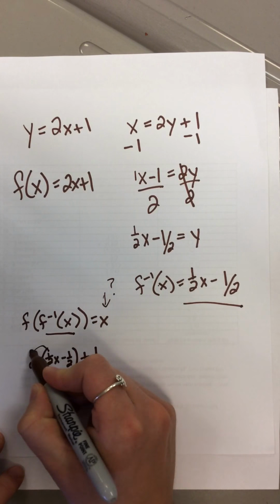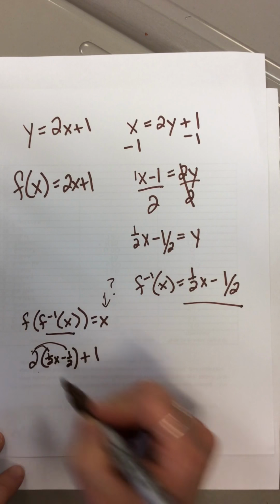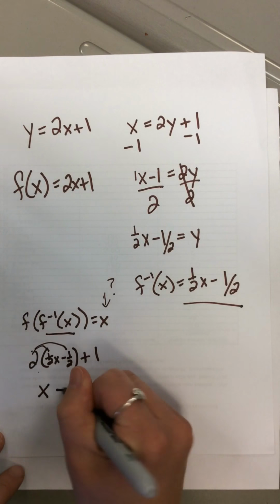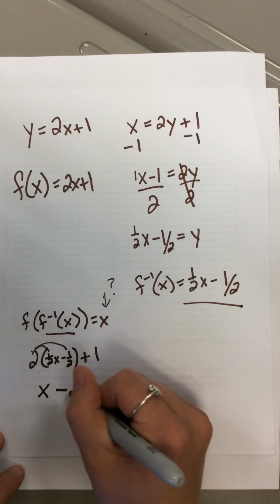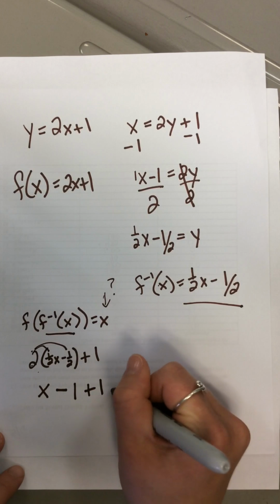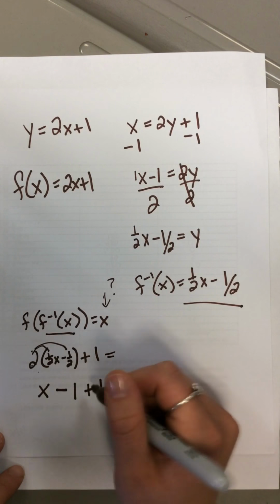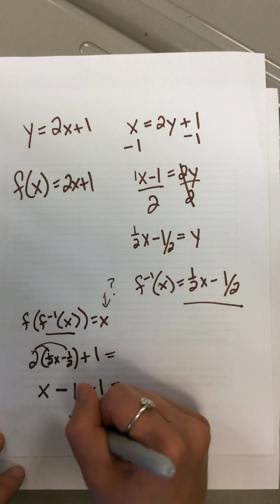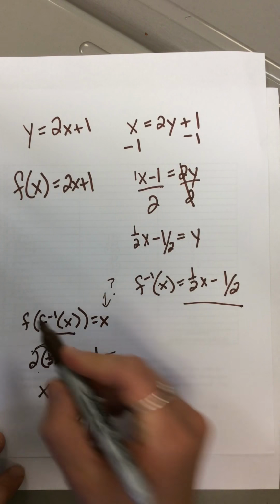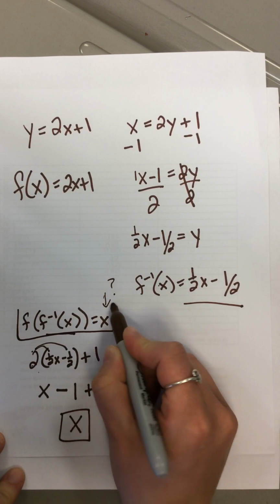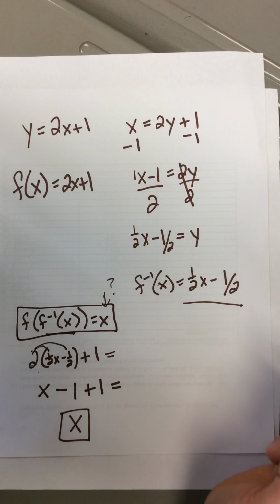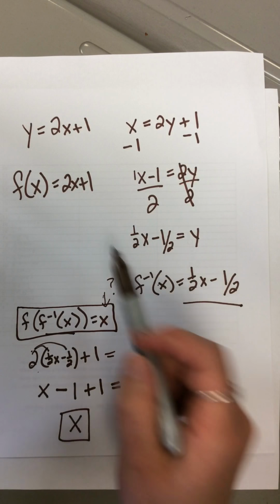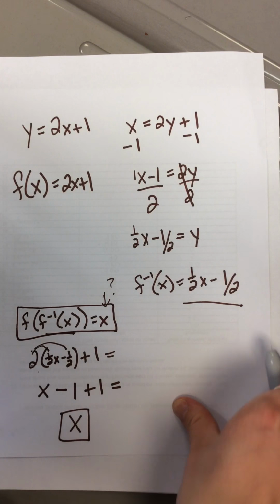Okay, so I'm just going to distribute. I see 2 times 1/2 x is going to be x. 2 times negative 1/2 is negative 1, plus 1. Things are looking good. So in this one, I would say minus 1 plus 1, I get x. So this shows you that f of f inverse is x. And you can try this with a bunch of easy ones just so you can see that, yes, this is true, not just for y equals 2x plus 1.